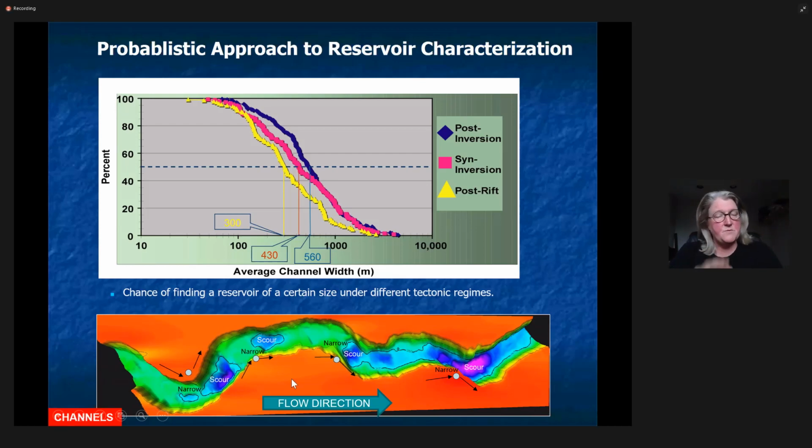Now we can look at the plan form geometry of these systems, and we can begin to say something about the three-dimensional character. And this makes sense. If you're narrowing the channel and putting these scours on the outer bend of these systems, then that makes geomorphologic sense. So we can begin to use geomorphology to do this type of reservoir characterization approach to a highly complex fluvial system, but a highly productive fluvial system.